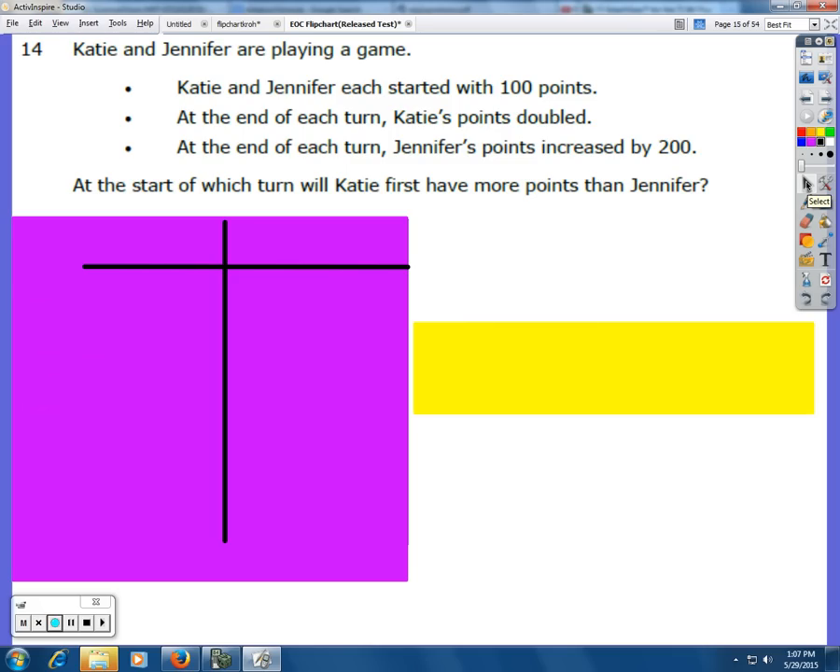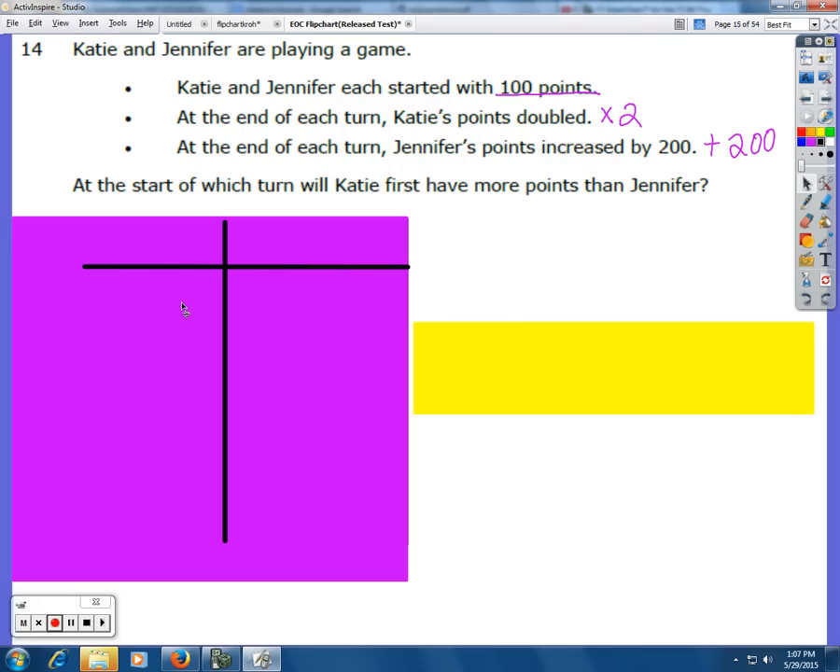Okay, so that means at the end of each turn for Katie, they both start with 100. At the end of each turn for Katie, you multiply whatever points she has times 2. At the end of each turn for Jennifer, you don't multiply by anything. Instead, you add 200. Okay, every time. At the start of which turn will Katie first have more points than Jennifer?